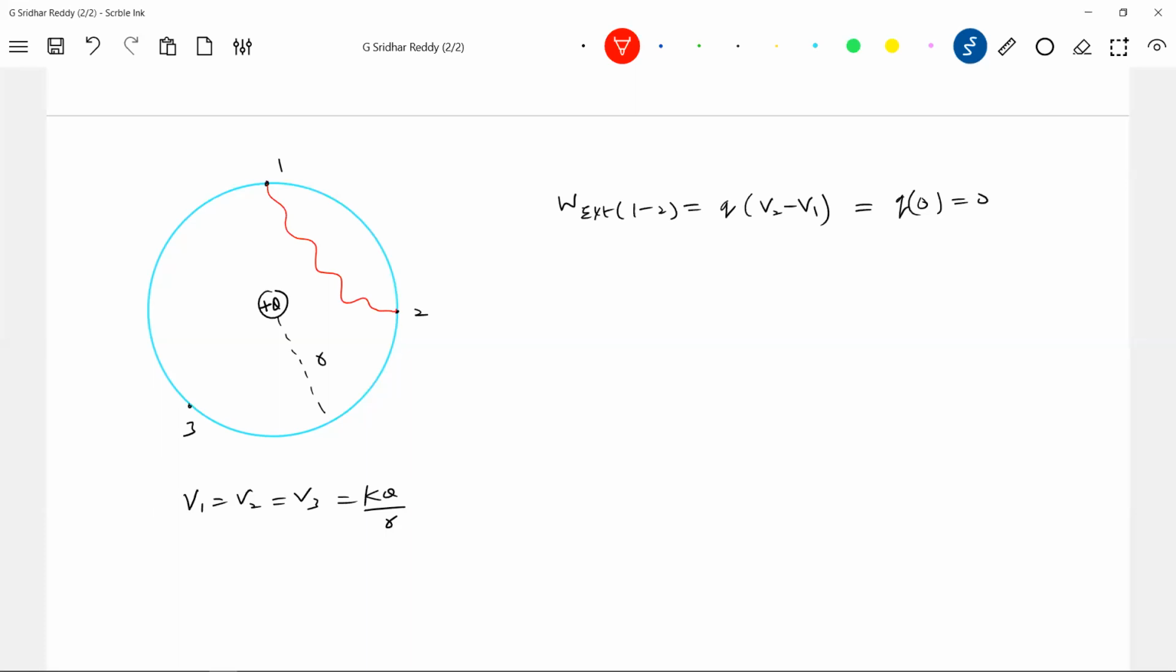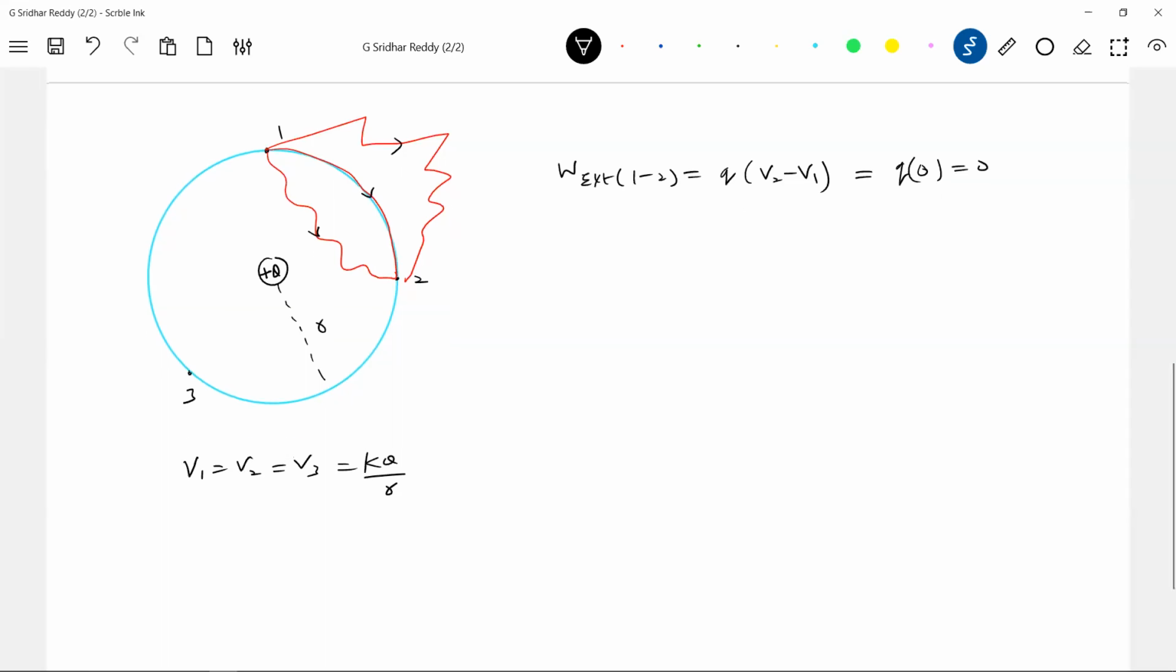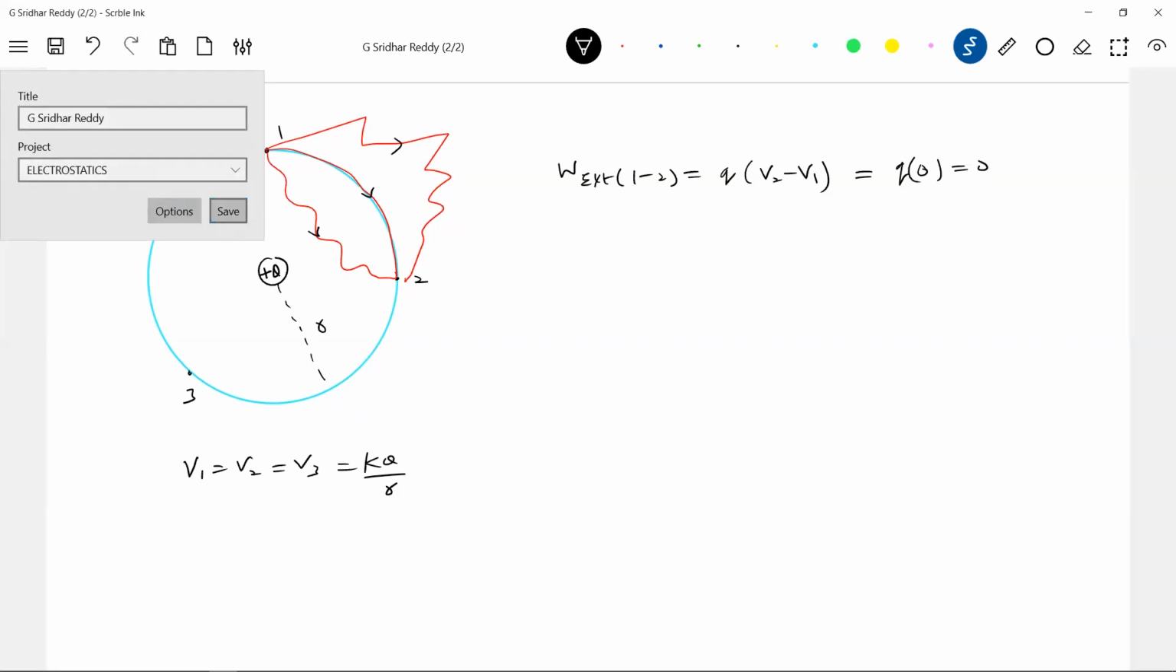So one person will move the charge like this. Next, you will move the charge along this path. Next, you will move like this. So in all 3 paths, what is the work done by him? Same, it is equal to 0. So we know that if work done is independent of path, then what is that field? Conservative or non-conservative? It should be a conservative field. So the field produced by a point charge is conservative.